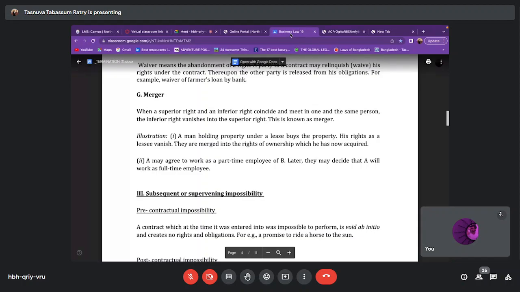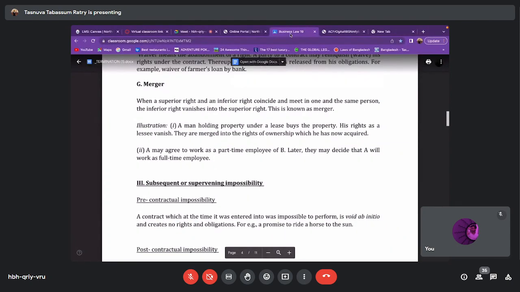যেখানে merge করার কারণে the older agreement has been terminated. So the older contract has been terminated by merger. Merger is also a type of termination by mutual agreement, where the parties mutually agree that they want to terminate the contract by merger. So এখানে একটা example দিয়েছি, A may agree to work as a part-time employee to B.